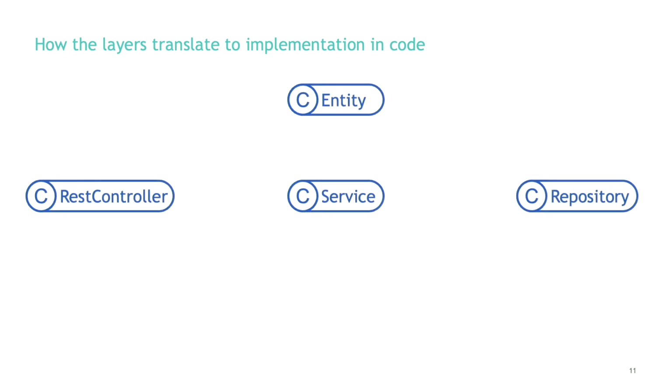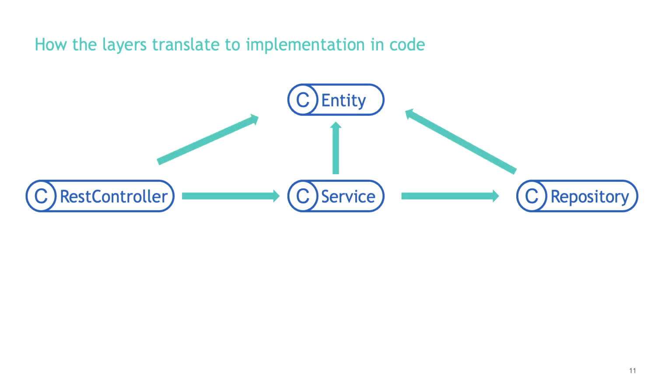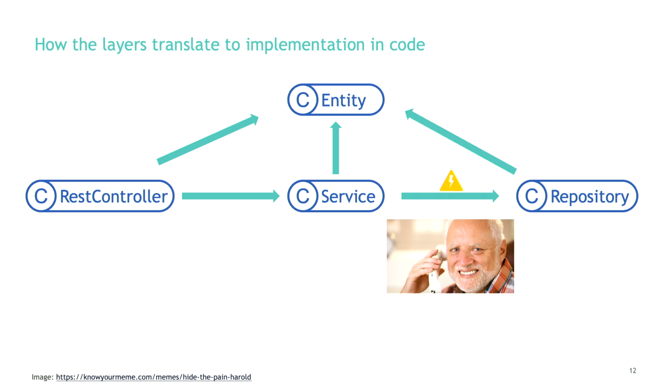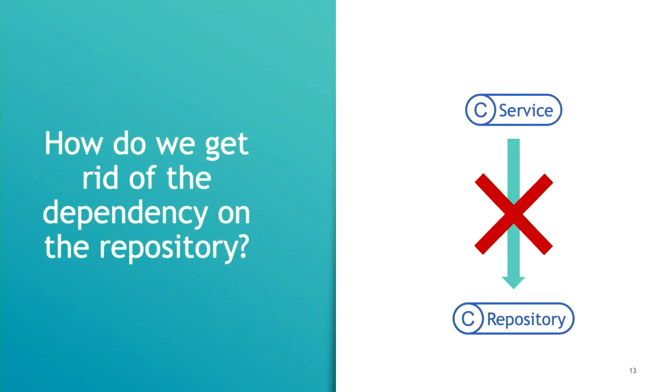Now let's look at how the dependencies flow in such an application. When you're doing it just like the examples on Spring Boot, then the REST controller directly imports the service, and the service directly imports the repository. And everything has a dependency on the entity. The dependency from the service to your repository can be a source of pain, because now your business logic that resides in the service class has a direct dependency on the repository. So the question now is, how do we get rid of the dependency on that repository?